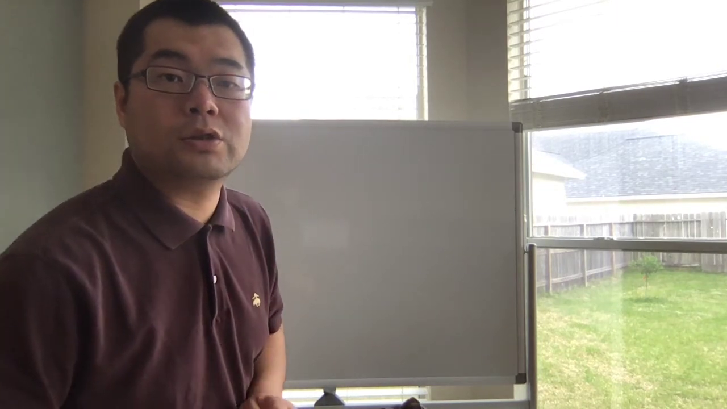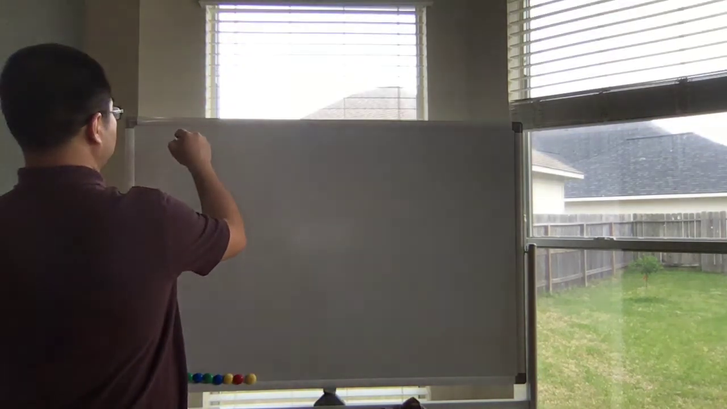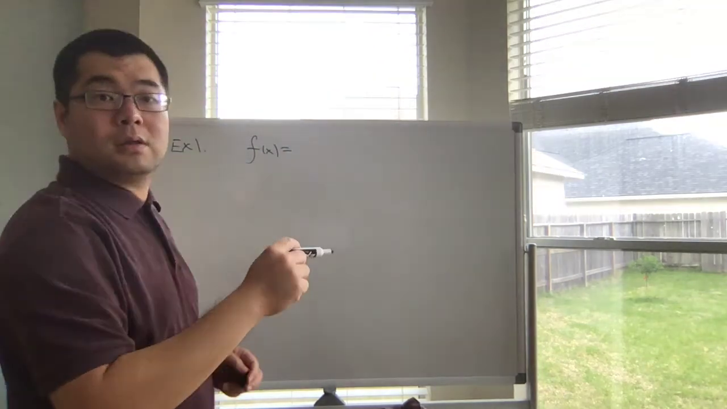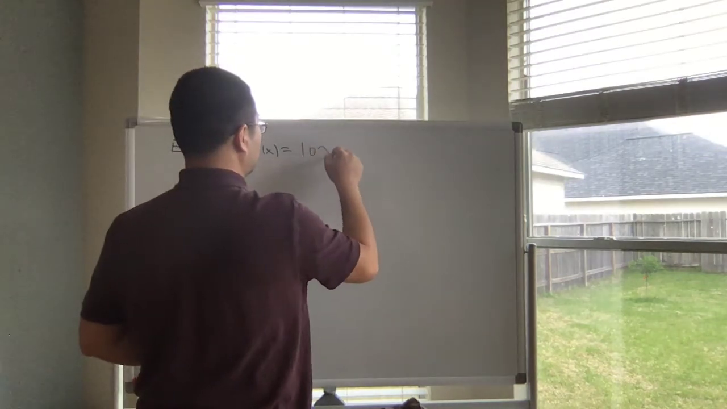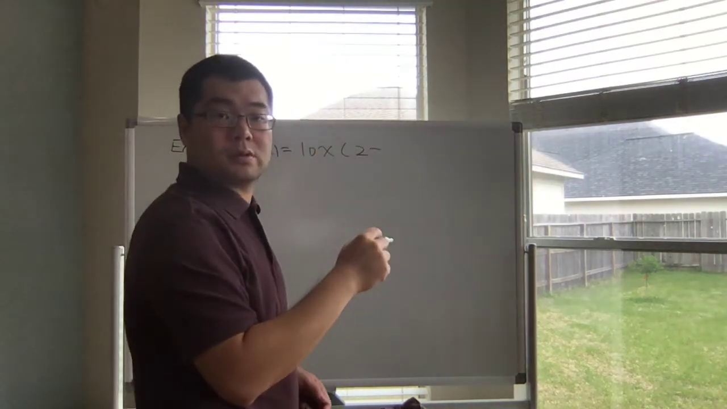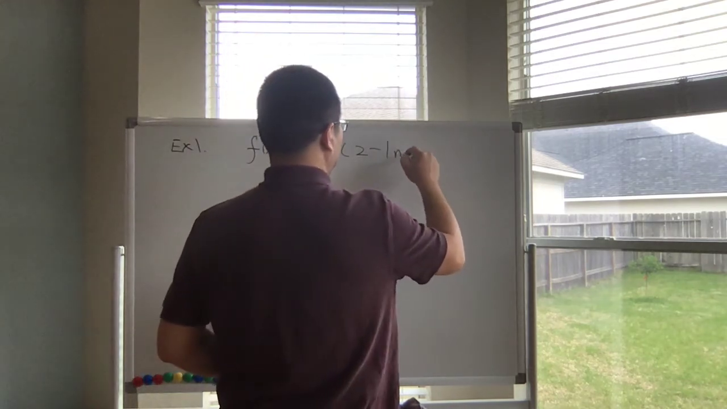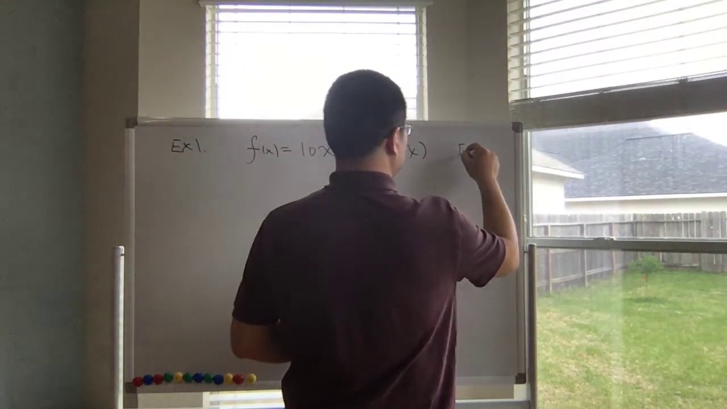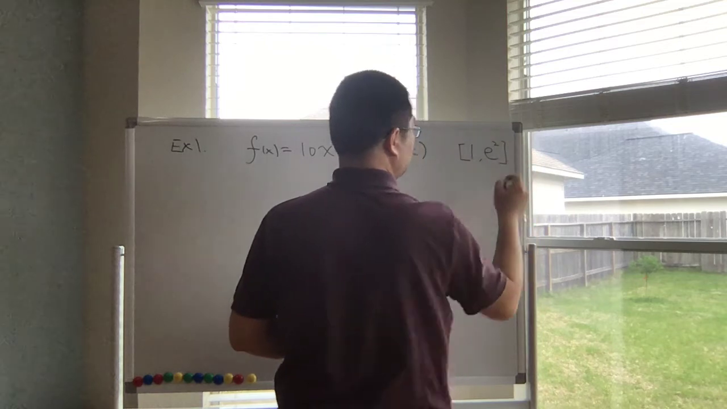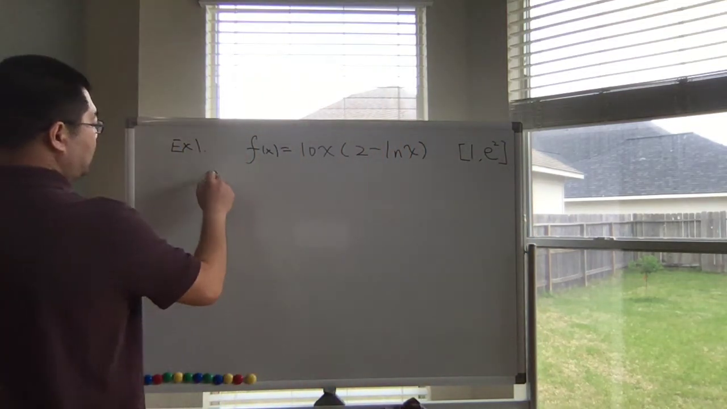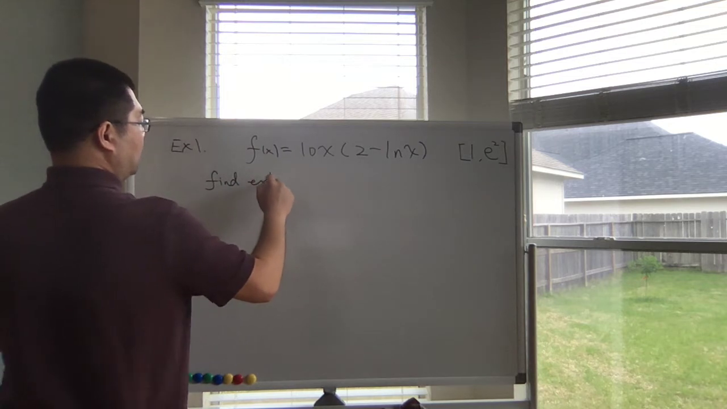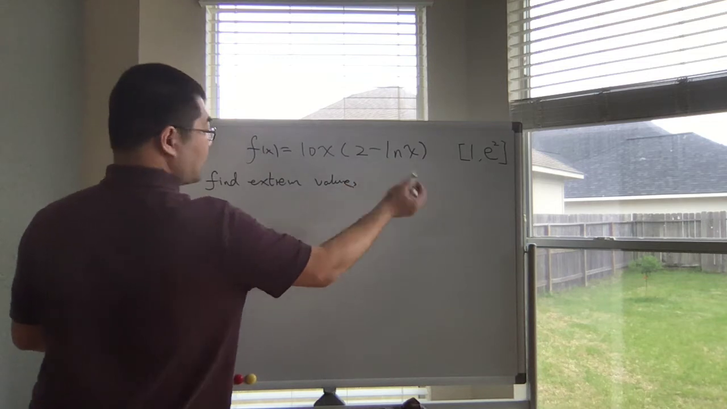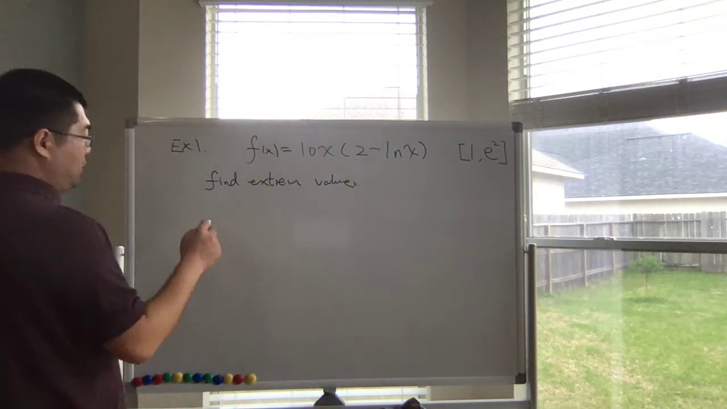Simple example. Let's do this one. Example 1: given f(x) equals 10x times (2 minus ln of x), and the interval is 1 to e squared, find the extreme values. In other words, absolute max, absolute min.